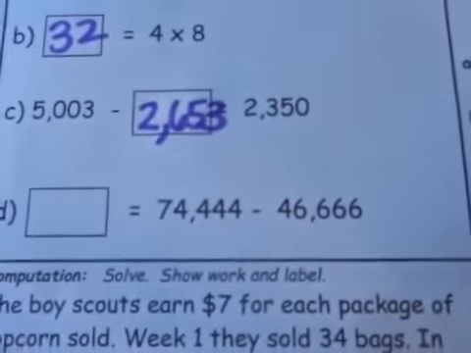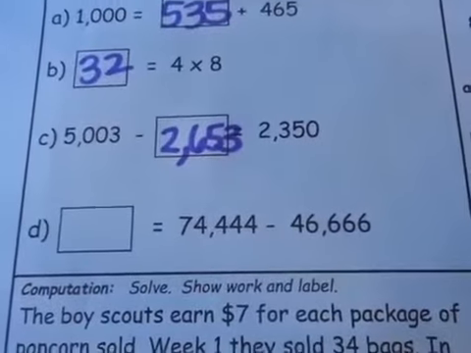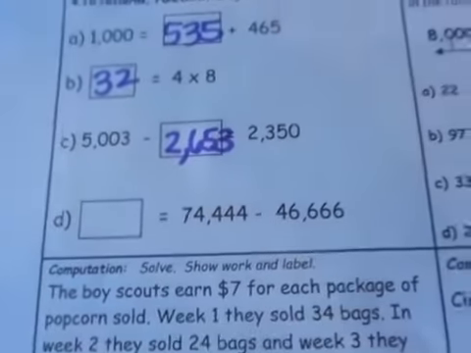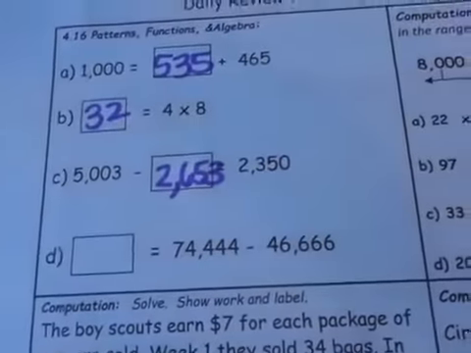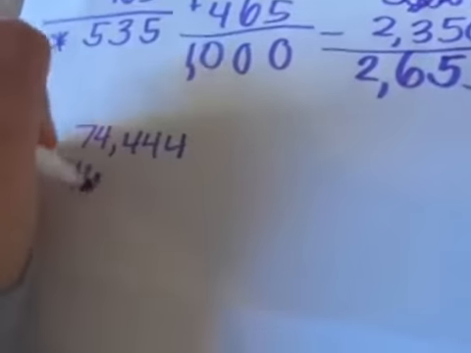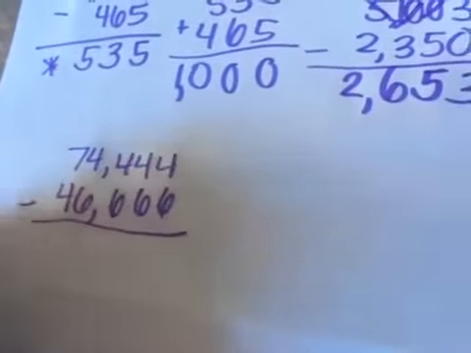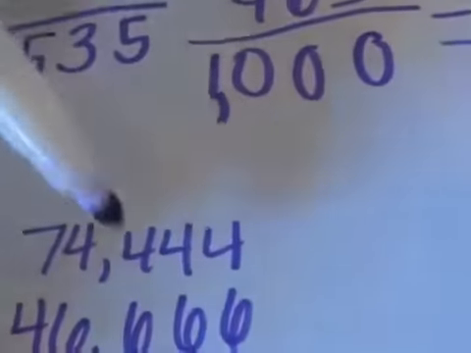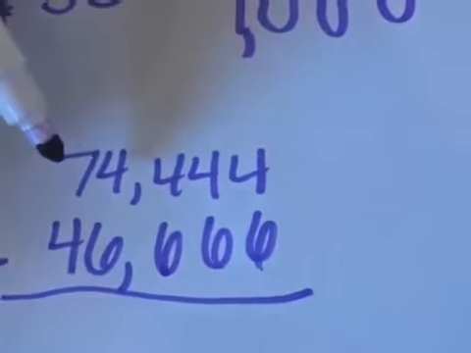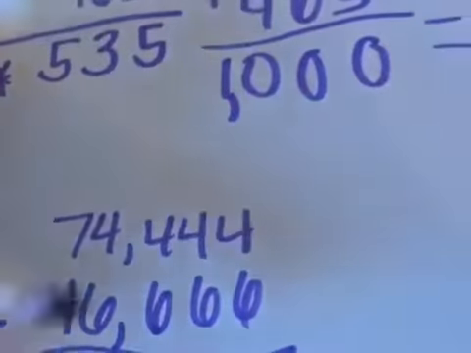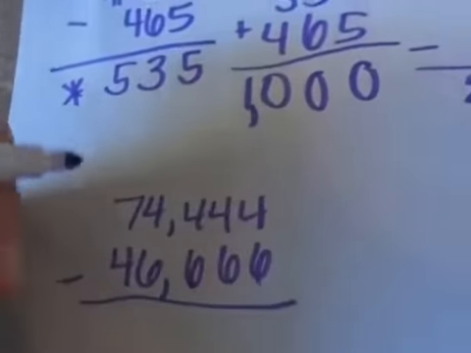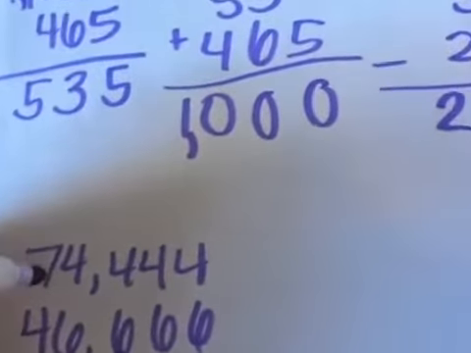Alright, and the last one is a straight up subtraction problem. It's looking for the answer between 74,444 minus 46,666. So I'm just going to straight up subtract these numbers. And if you notice, all the digits on top, the ones, the tens, the hundreds, the thousands, are smaller than my number here. So I have to do a lot of borrowing again. And that's what most of these problems are asking you to do. Can you borrow correctly? Can you subtract correctly?